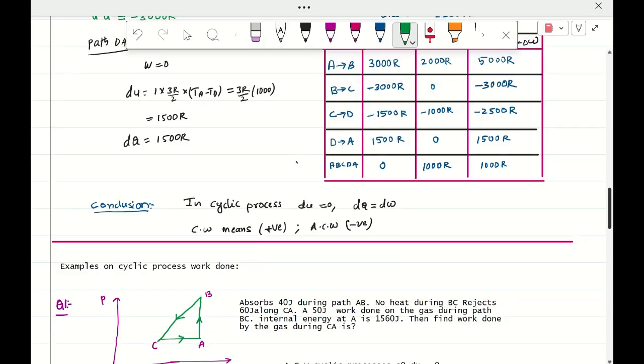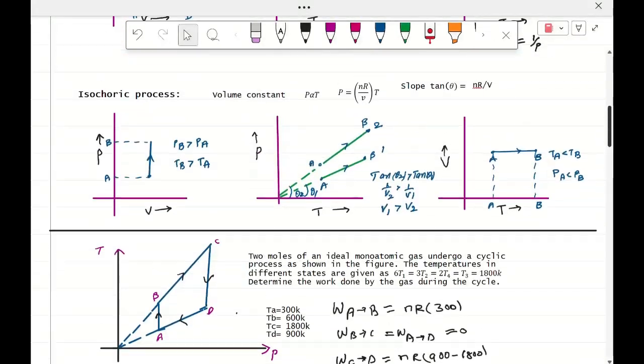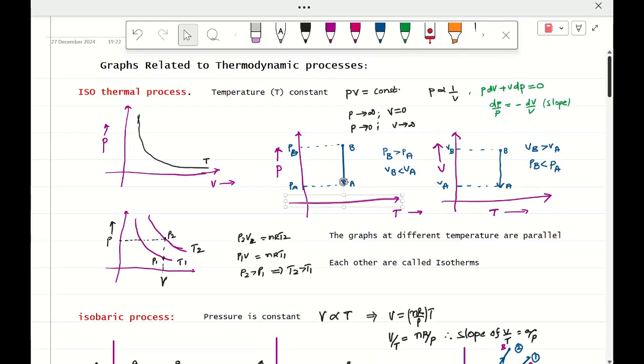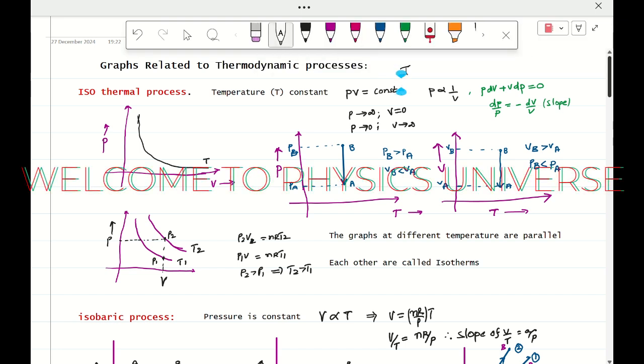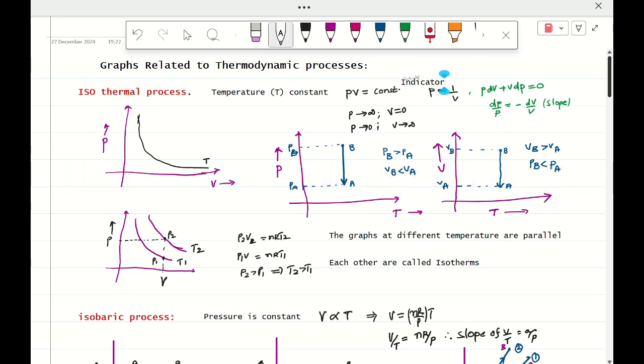Welcome back, guys. Today my topic is graphical representation of thermodynamic process, means graphs and related problems. Same way, we are called indicator diagrams also. What we will call them: indicator diagrams.